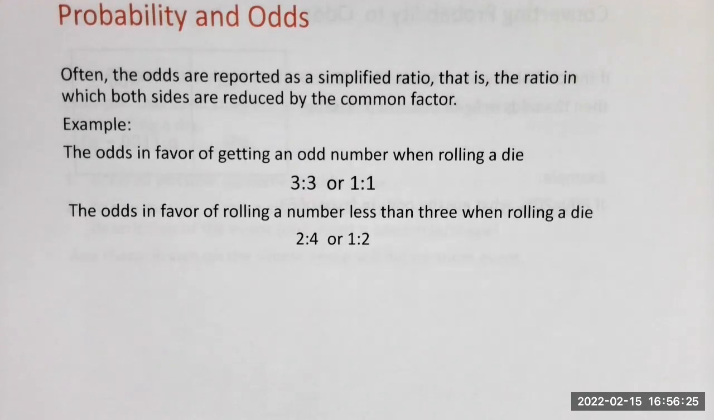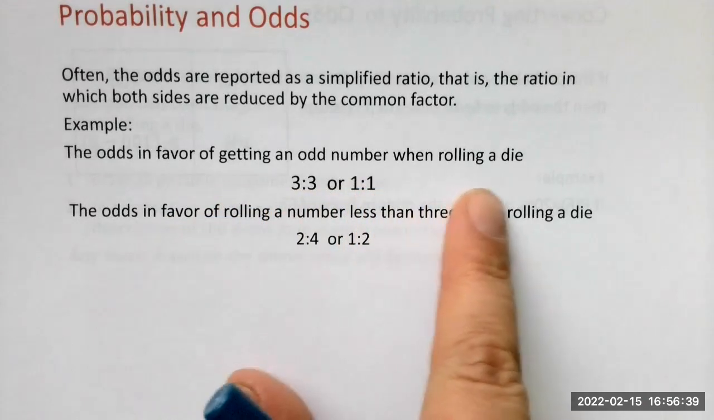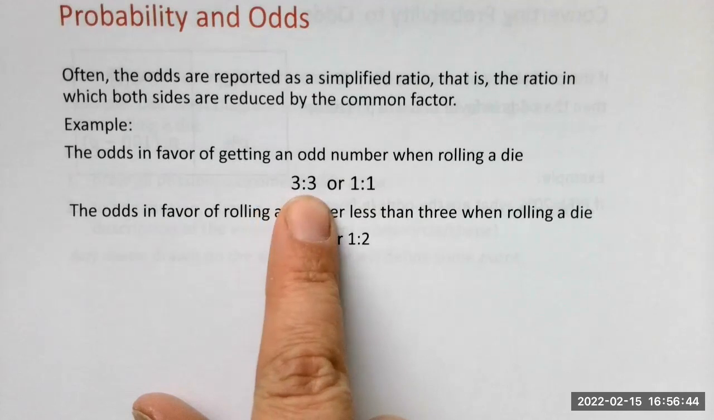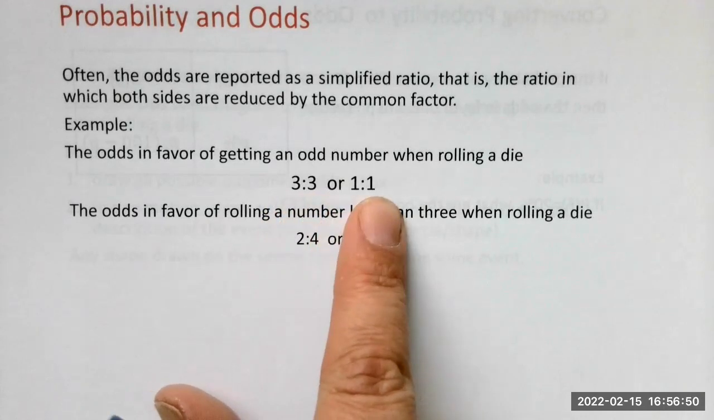Okay, so usually the odds are represented as a simplified ratio. So basically we reduce the ratio by a common factor. For example, the odds in favor of getting an odd number when rolling a die is 3 to 3. We have 3 odd and 3 even numbers. We could simplify both sides by a factor of 3 to get 1 to 1.